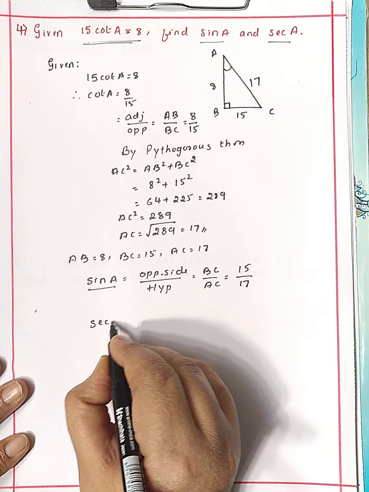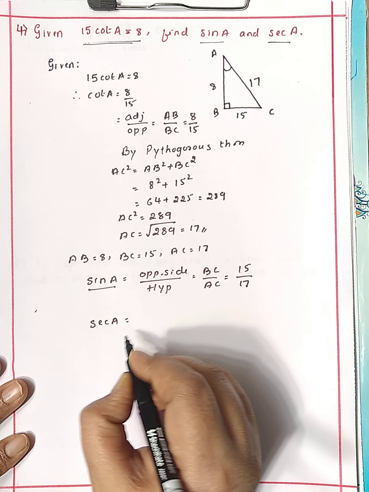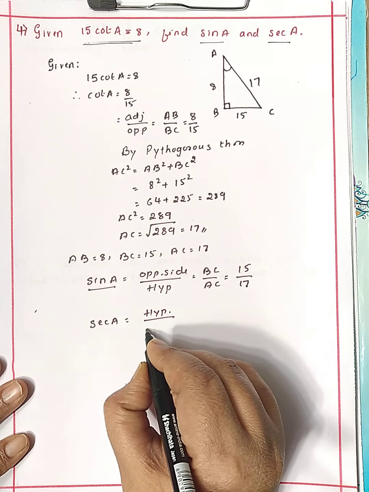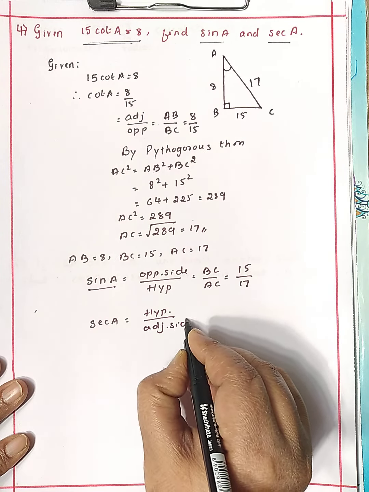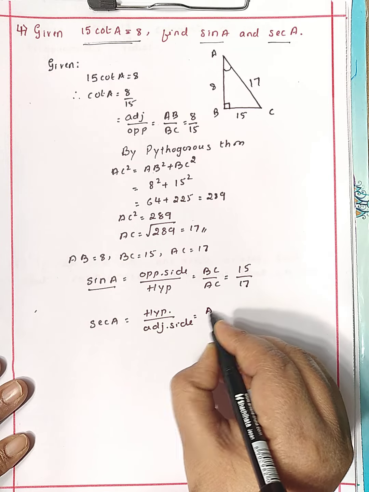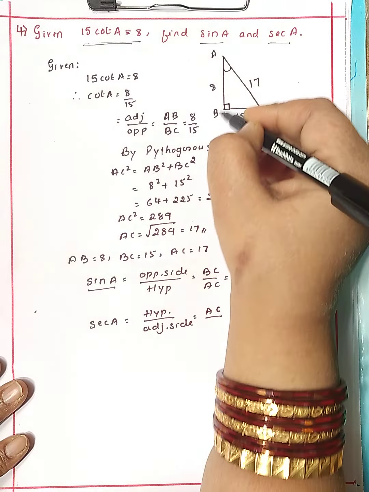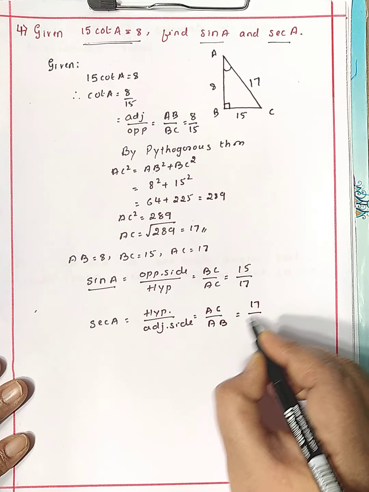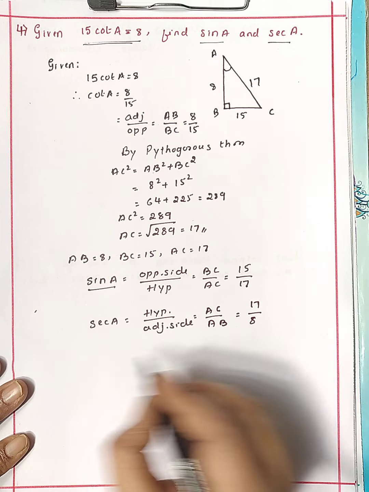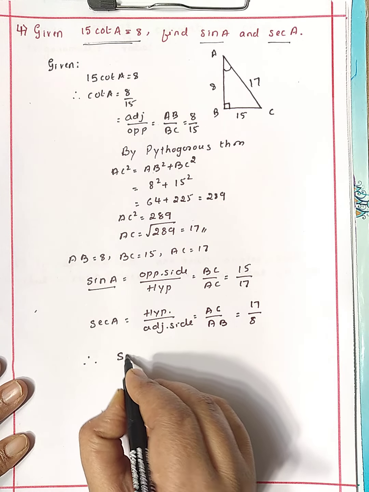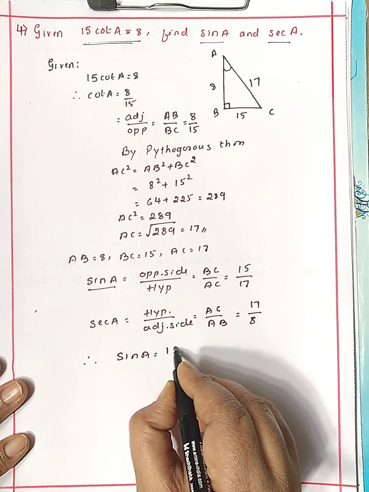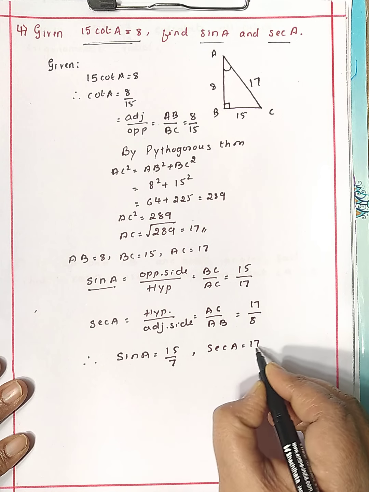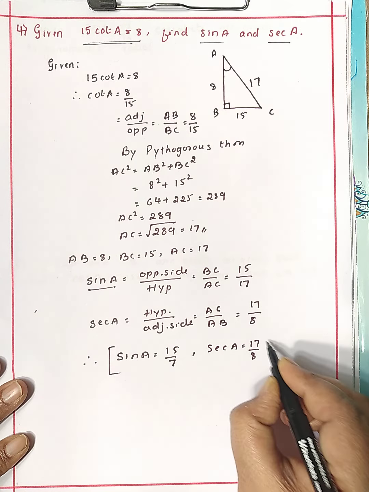Next is sec A. For sec A, the ratio is hypotenuse by adjacent side. Hypotenuse is AC and for A, adjacent side is AB. AC is 17 and AB is 8. So, therefore, the answer is sin A equal to 15 by 17 and sec A equal to 17 by 8. This is the answer.